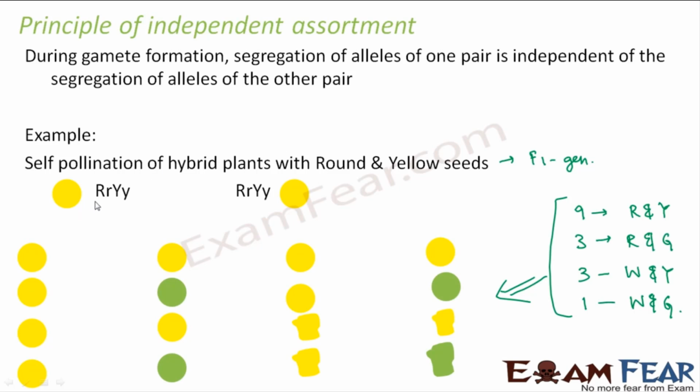Right? So when I talk about the segregation of alleles of one pair, so one pair is this, the second pair is this. The segregation of alleles of this pair is independent of the segregation of alleles of this pair. That means this will segregate in its own way, this will segregate in its own way, and then they will combine with the other alleles also in their own way. That is why all possible combinations are possible here. Right, so these were the 3 important principles of inheritance given by the father of genetics, Gregor Mendel.